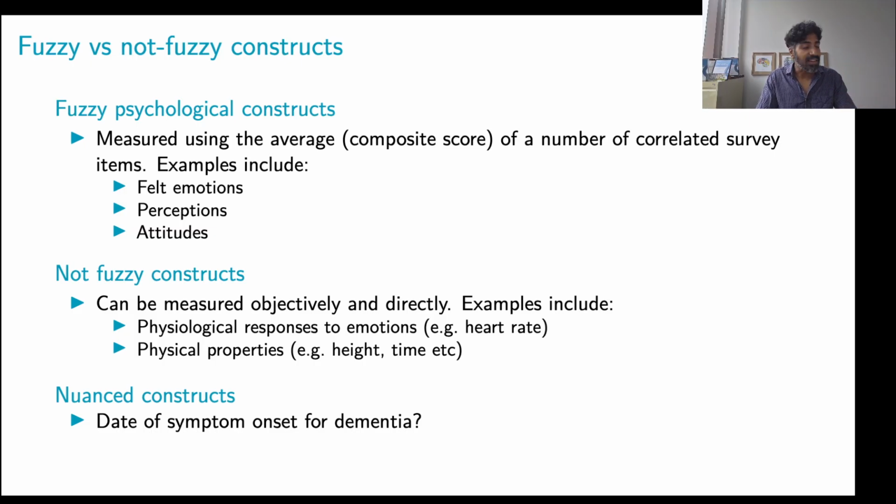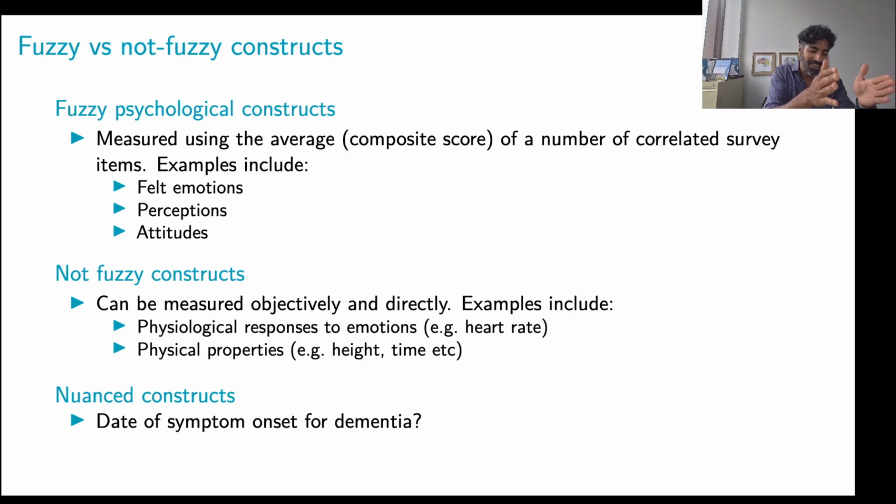And so that's another construct. Well, is it fuzzy? Is it not fuzzy? Well, it's relying on self-report, but there is a true day. There are days that could be there. It may not be recalled, may not be remembered correctly. There's likely some months there in which the symptom onset occurred, but it may not be remembered. And so that's the nuance within constructs.